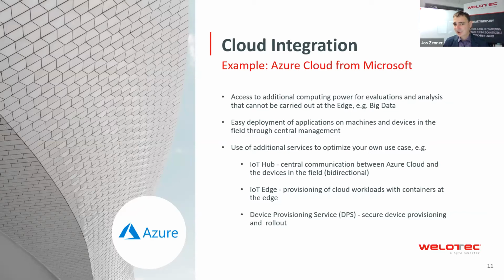Then there's IoT Edge, which is doing the provisioning of cloud workloads. So deploying applications and decide where you want to compute those applications. And in addition to that, there is the Device Provisioning Service. So if you roll out a lot of applications, you need to have some kind of cloud onboarding. So you need to have some secure device provisioning and rollout, which can work with the DPS. So it helps you to take ownership of the devices, send them, if they register, send them to your IoT Hub, and send your applications to those devices. So it's very good for large-scale rollouts.